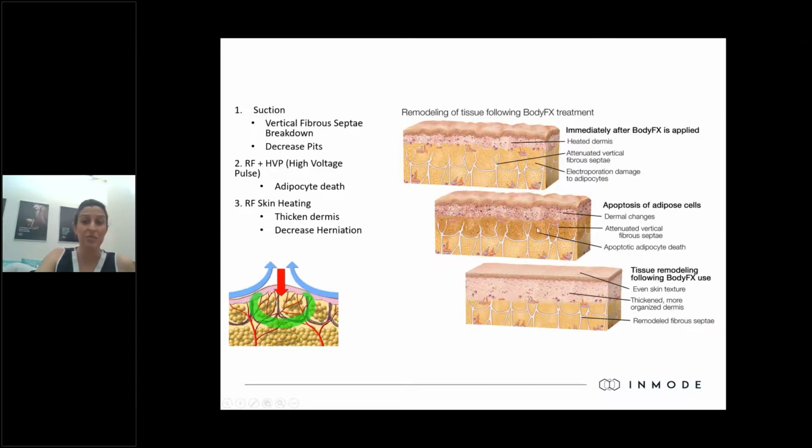Okay, and eventually after Body FX treatment, what we see is, because we're talking about RF, to the same extent that we've heated up the tissue, we also have an effect on the epidermis and dermis, on the fibroblasts and collagen and elastin. So we will work on that layer as well. So we have a thicker dermal layer that is composed of new collagen and elastin fibers and hyaluronic acid. That immediately affects the appearance of the epidermis, and we have a remodeled fibrous septa and a thinner fat layer as well.